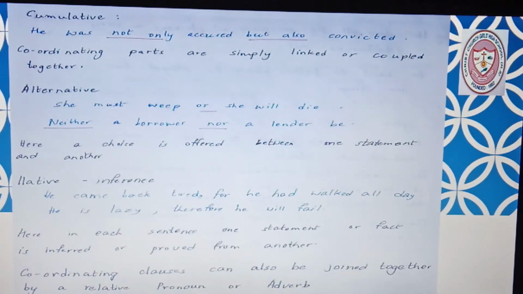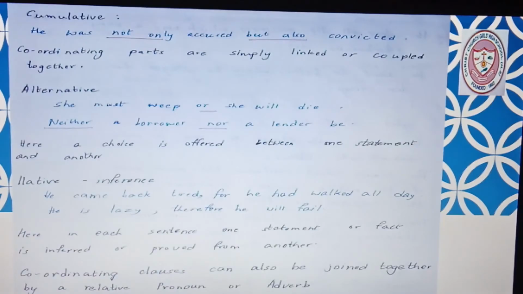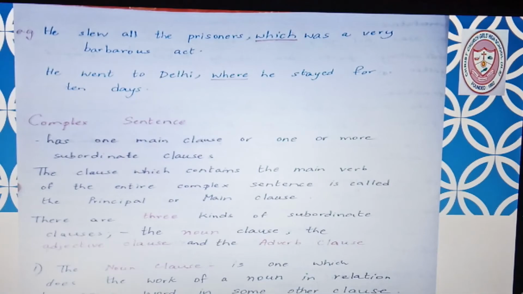Coordinating clauses can also be joined together by a relative pronoun or adverb. Example, he slew all the prisoners, which was a very barbarous act. Here, which is a relative clause. Okay, relative joiner here. They join. This is the relative pronoun, which. And, he went to Delhi where he stayed for 10 days. This is a relative adverb.